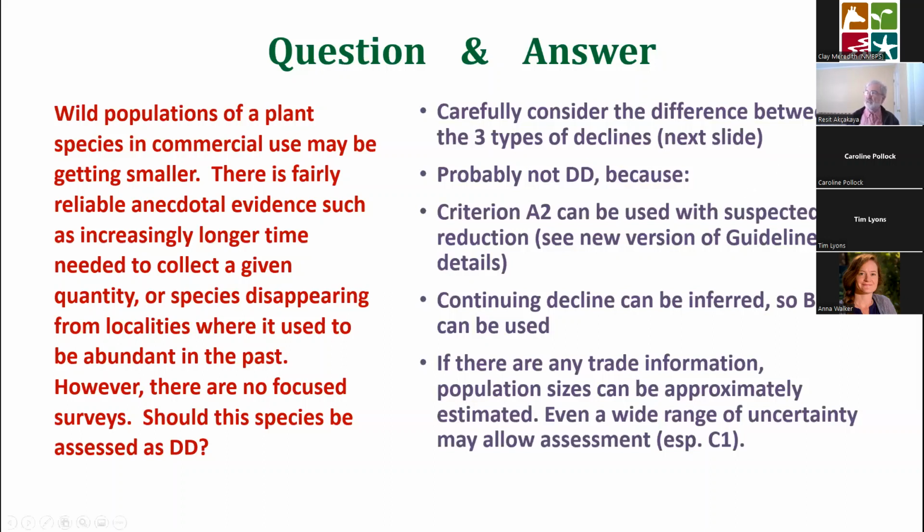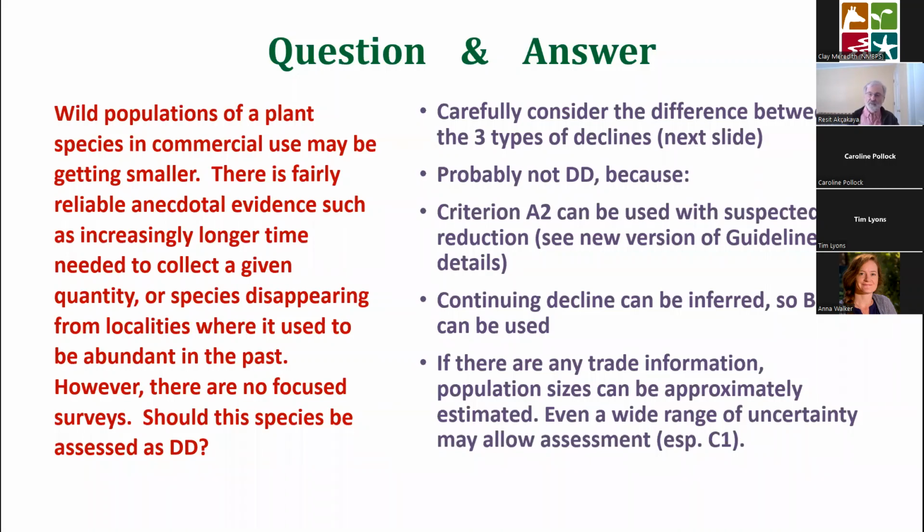I would say, first of all, consider the difference between the three types of declines that I'll talk about in a minute. But I would say, in general, this sort of case probably will not be data deficient, because criterion A2 can be used with suspected reduction. And in the new version of the guidelines, there are more examples about what constitutes suspected as opposed to inferred types of evidence. And also, continuing decline can be inferred from things such as increasing pressure on the species from commercial use, disappearing from known locations. All of these are information that can be used to infer or suspect declines.